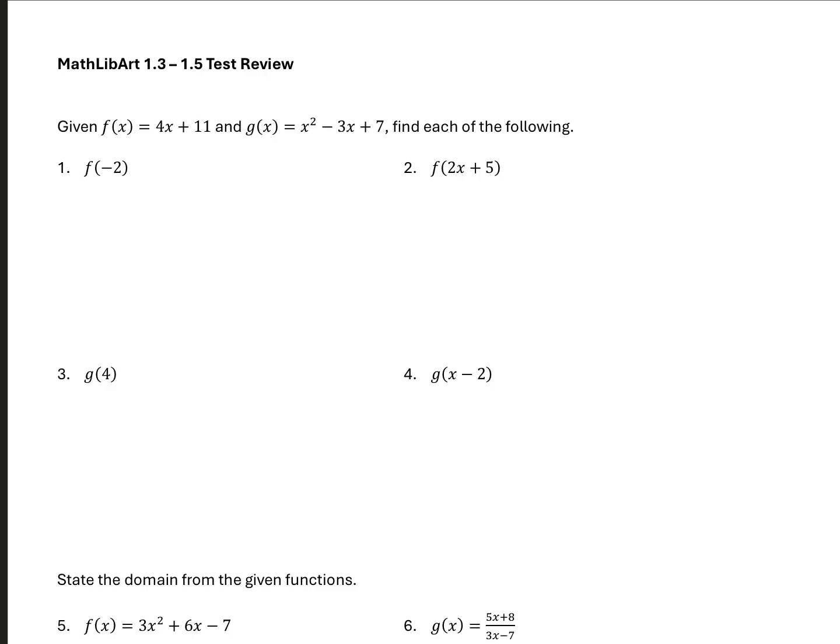For number 1, you are finding f of negative 2. So that means you're going to take that f of x part and plug in that negative 2 anywhere you see an x and simplify using order of operations. So for this one, you're going to have 4 times negative 2 plus 11. Your 4 times negative 2 would go first, so that's negative 8 plus 11, which gives you 3.